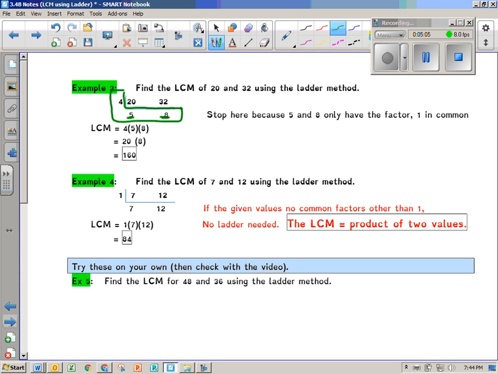Simple. There's really no ladder needed for LCM for 7 and 12. When you notice that you have two numbers that have no common factors other than 1, you just have to find the product of the two values. If you made a ladder, the only thing you'd be able to factor out is a 1. And 1 will go into 7 7 times, and into 12 12 times. You're going to have to multiply 7 and 12 anyway, but the only time you can just multiply the two numbers together to get the LCM is when they have no common factors other than 1.